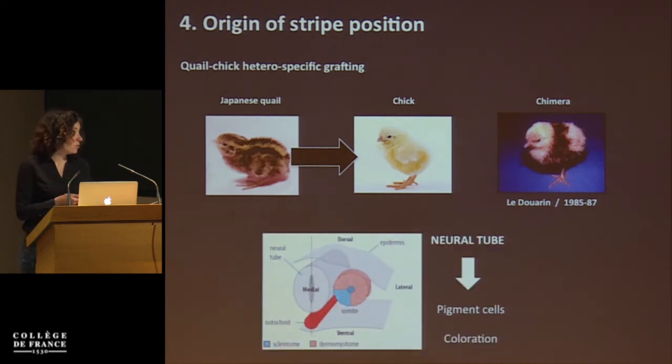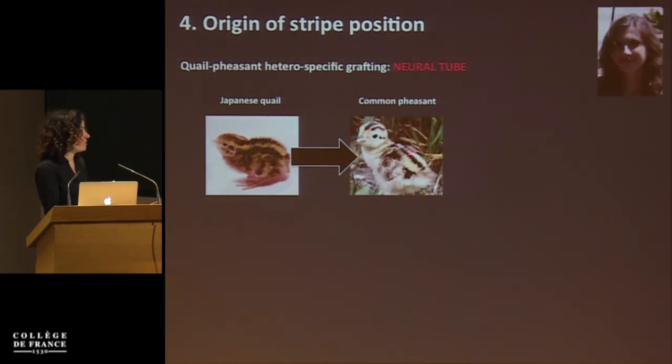So these results showed that the neural tube is at the origin of the pigment cells. This is the origin of the lineage of the pigment cells, and is responsible for coloration. So it was the obvious signaling source candidate to give rise to positional information for the striping pattern. But the problem with these chimeras is that they were using chicks that do not display any striped pattern. So we kind of reinvented an old wheel, if you wish, and instead of making quail-chick chimeras, we made quail-pheasant chimeras, because the pheasants have these stripes.